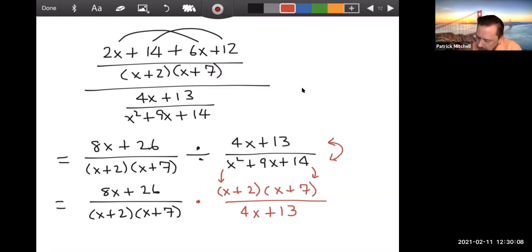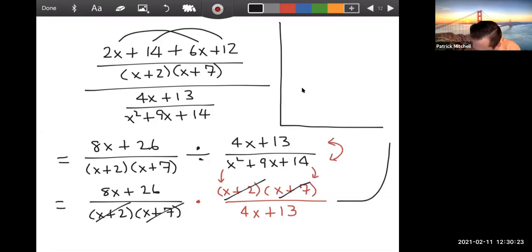All right, so we can say goodbye to x plus 2. We can say goodbye to x plus 7. That is going to leave us with, I think I can finish this problem up here in this space. All right. I didn't leave a blank screen on the next slide, so I would like to try to finish it here if I can. That leaves us with 8x plus 26 over 4x plus 13.